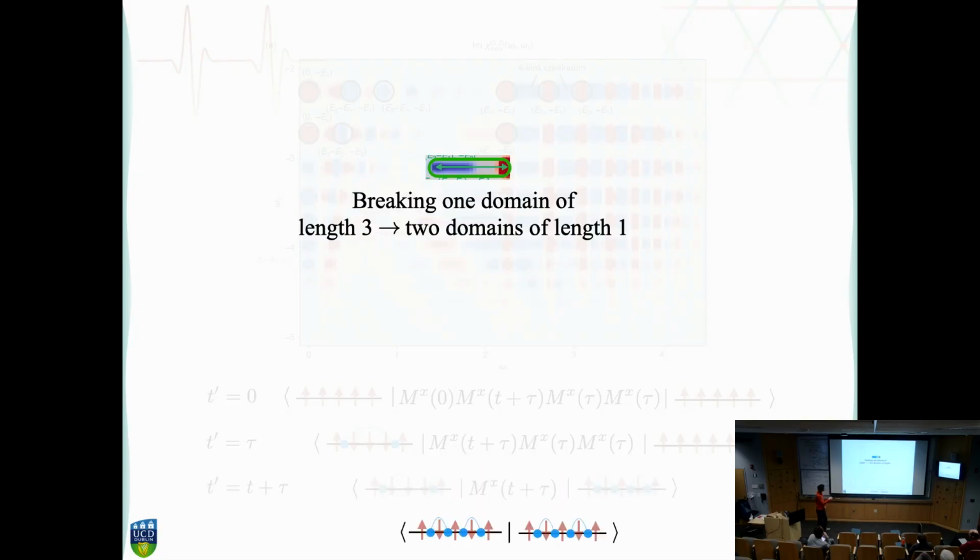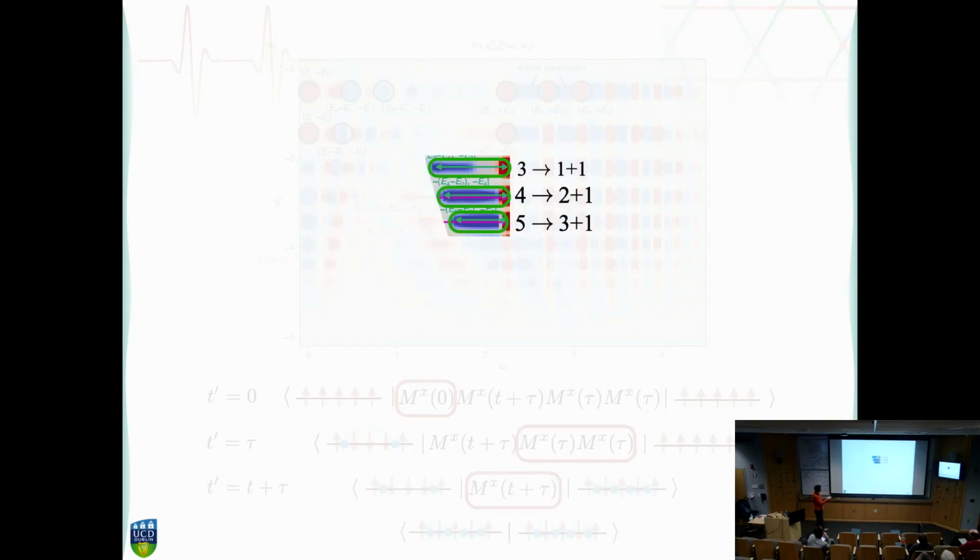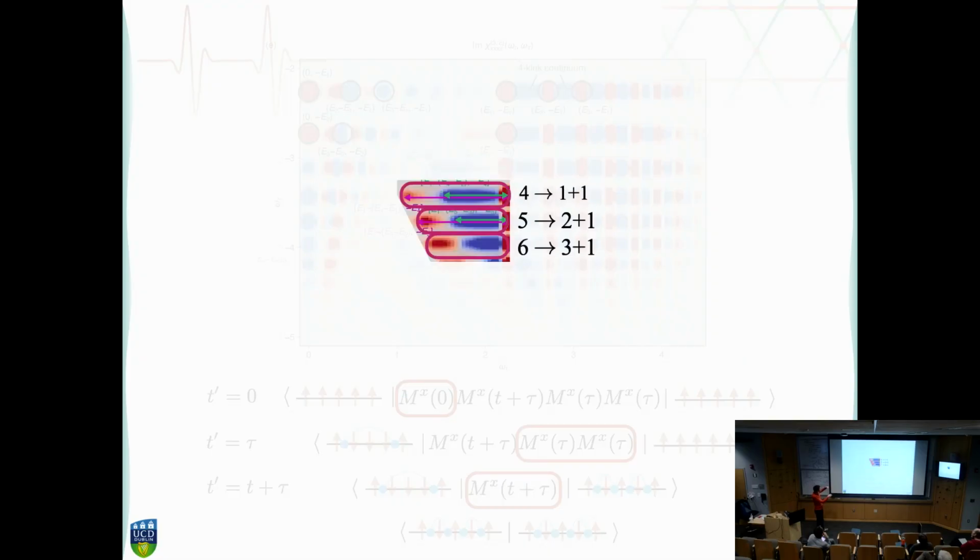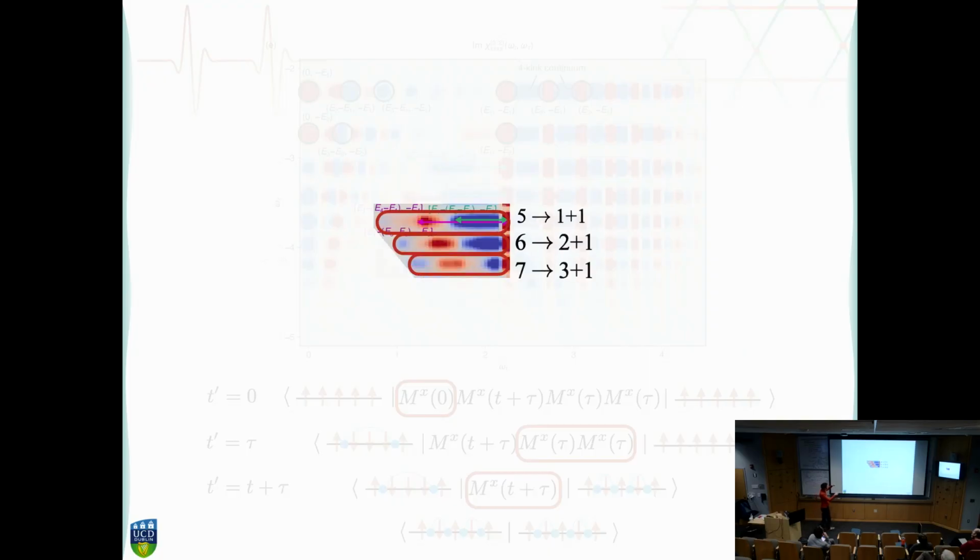And so then you can also do it. You can also break 4 into 2 plus 1, 5 into 3 plus 1, etc. So these are these other kind of continuum. And then if you go to the next level, here at 4, you break 4 into 1 plus 1, 5 into 2 plus 1, 6 into 2 plus 1. You go again here, it's going to get fainter and fainter, but this feature here, you can again break 5 into 1 plus 1 plus 1, 6, etc. Right? So you have this kind of sequence of breaking domain walls.